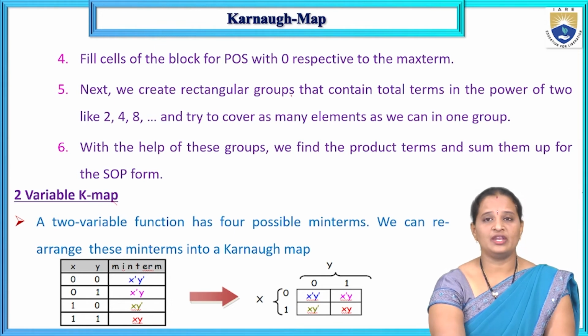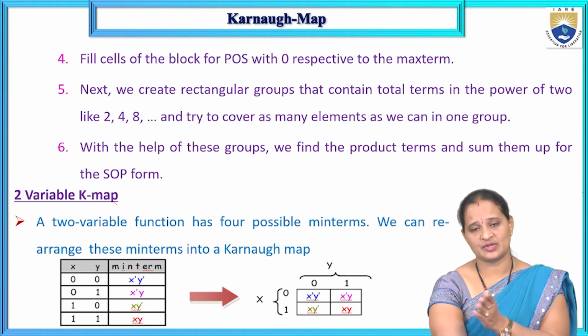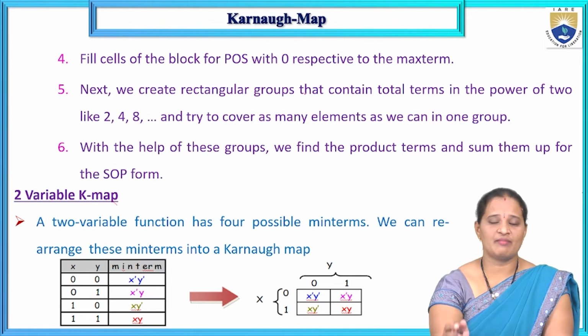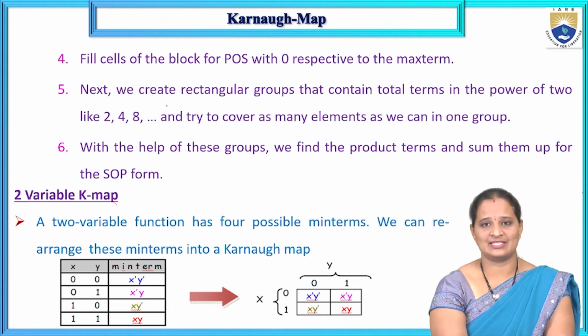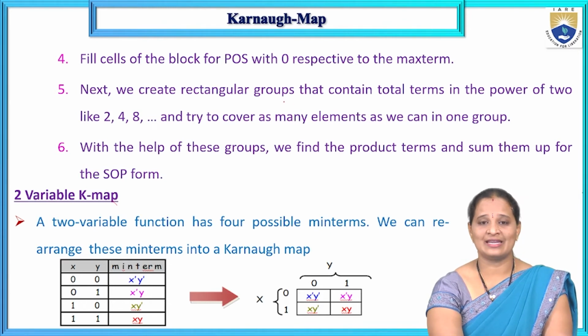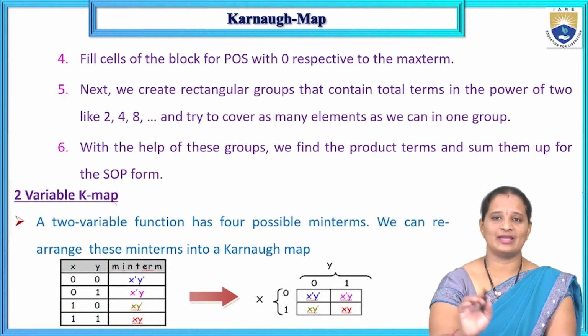So after mapping the Boolean expression, this is what mapping the Boolean expression with the k-map. After we map the Boolean function with the k-map, then what is the next step? We need to create rectangular groups, so that the groups contain total terms in the powers of 2, like 2, 4, 8, 16, 32 and so on.